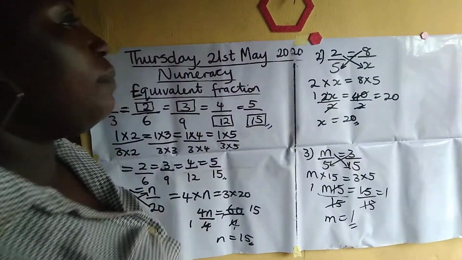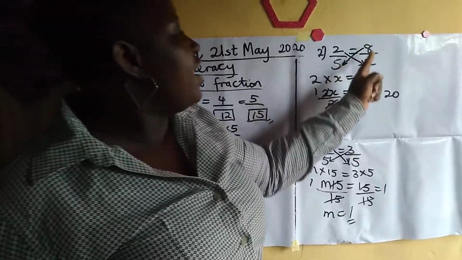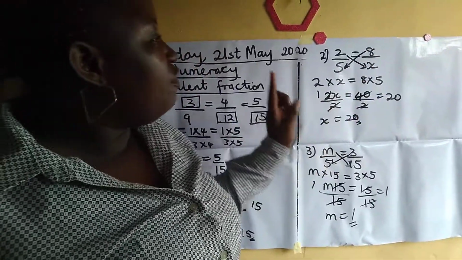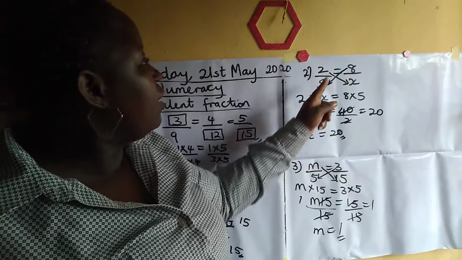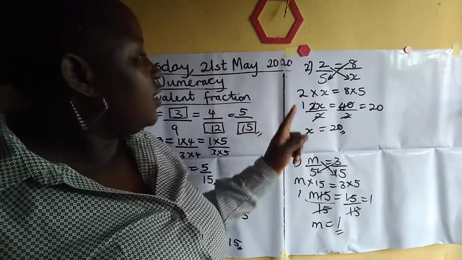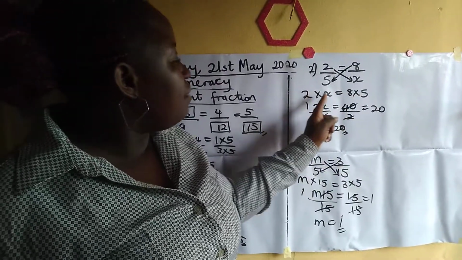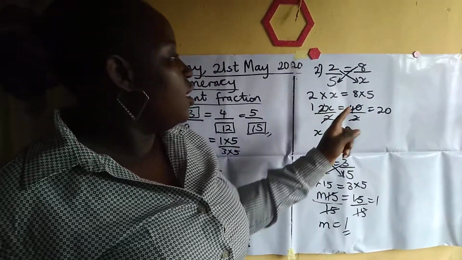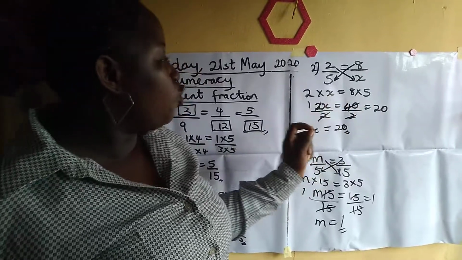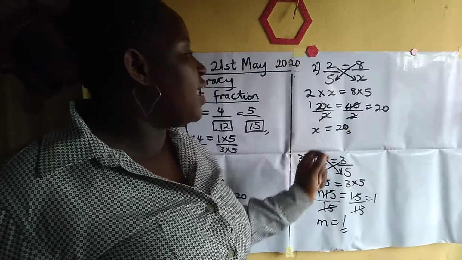Let me quickly recap. I go back to number 2. I said we have 2 over 5 is equal to 8 over x. Then the first step to take is cross multiply. You multiply your 2 times x and your 8 times 5. That's why we have 2 times x is equal to 8 times 5. And then 2 times x gives us 2x. 8 times 5 gives us 40. So 2x equal to 40. Now we divide both sides by 2.